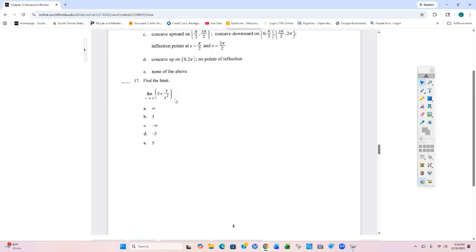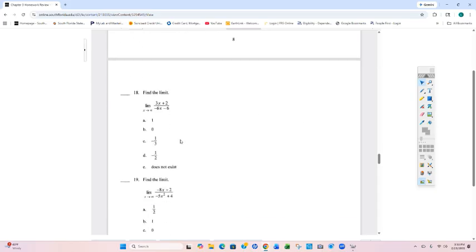17, find the limit of the limit as x approaches infinity, and then in parentheses your function is 5 plus 3 over x squared. So limit as x approaches infinity, open parenthesis, 5 plus a fraction, 3 in the numerator, x squared in the denominator, close parenthesis. Answer A is infinity, answer B is 3, answer C is negative infinity, answer D is negative 3, and answer E is 5. Number 17, the answer is E, and that is from section 3.5.